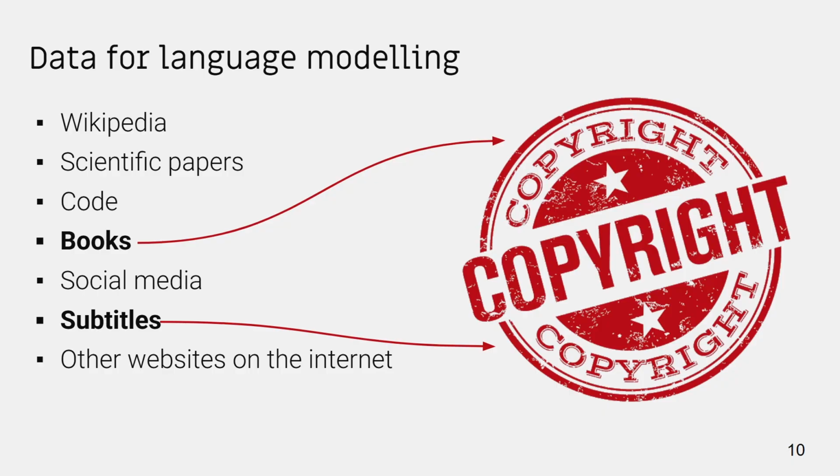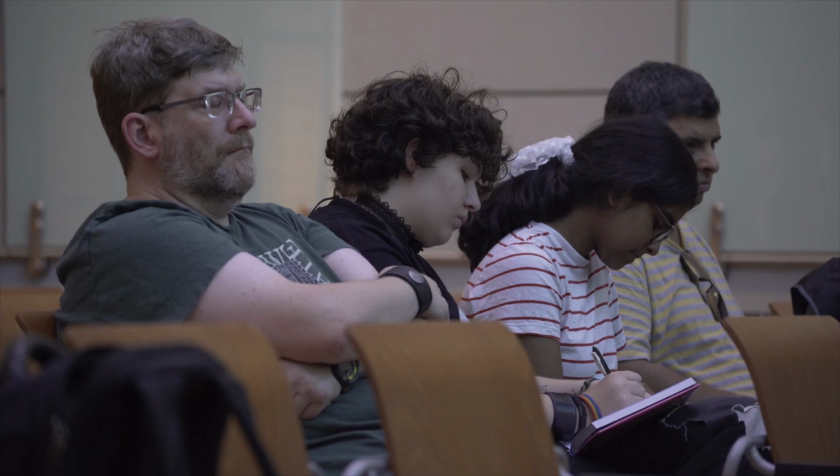As an example, with books and subtitles, this is very often including copyrighted content. And if you, as OpenAI, are training a language model on copyrighted content and then selling a product to people and making money off of it, this can constitute a copyright violation, especially if it verbatim reproduces a book that you would otherwise pay money for.